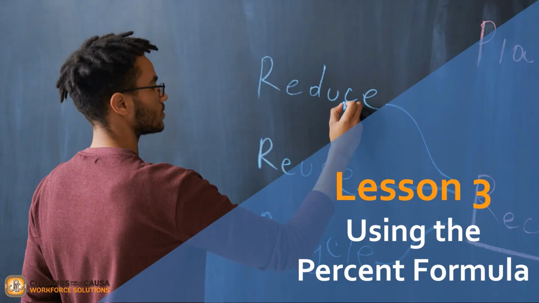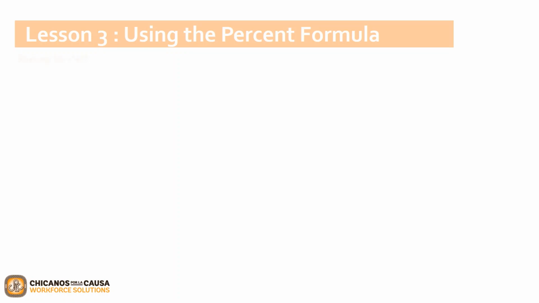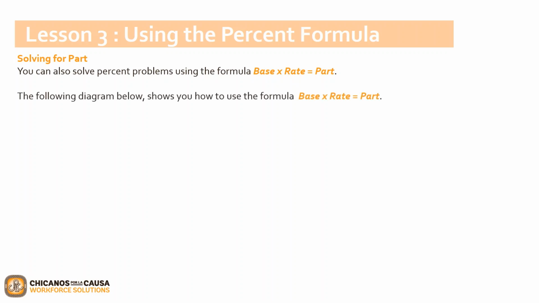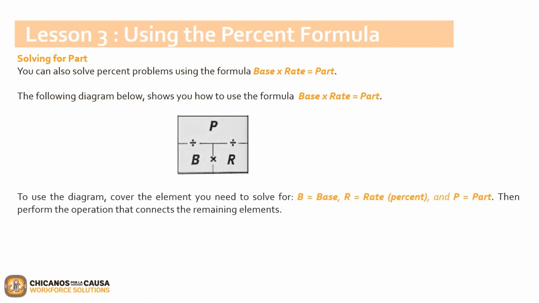Let's now continue on with lesson 3, using the percent formula. Solving for part. You can also solve percent problems using the formula base times rate equals part. The following diagram below shows you how to use the formula base times rate equals part. To use the diagram, cover the element you need to solve for. B equals base, R equals rate, percent, and P equals part. Then perform the operation that connects the remaining elements.